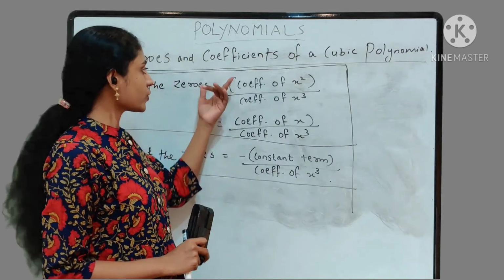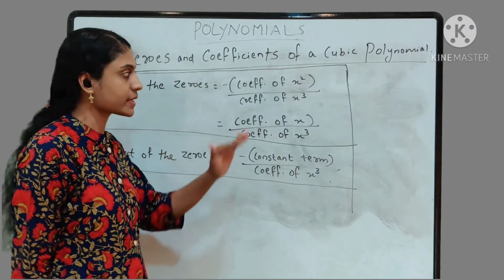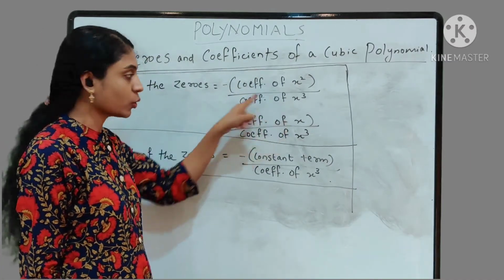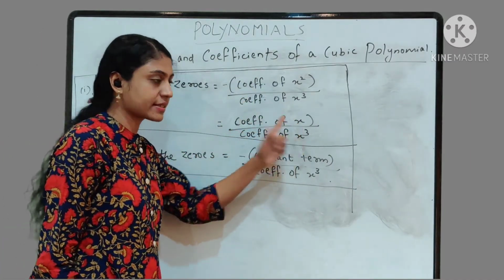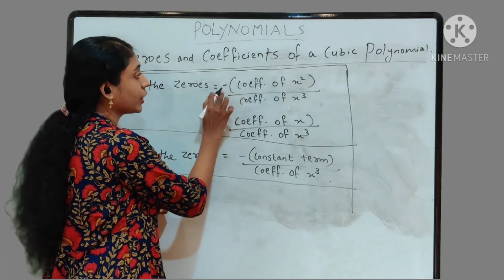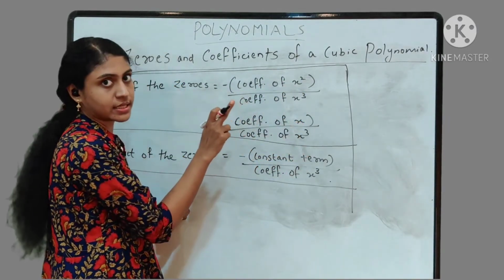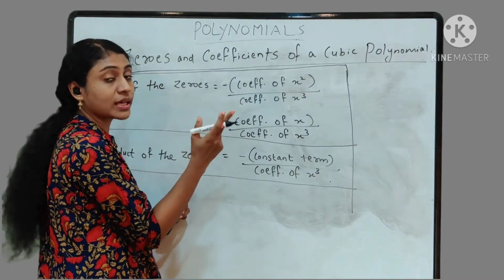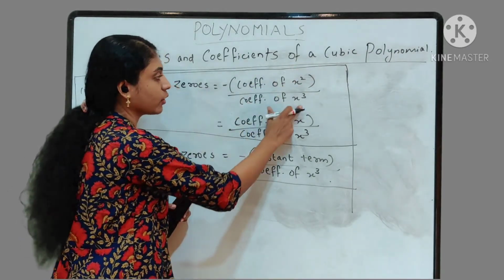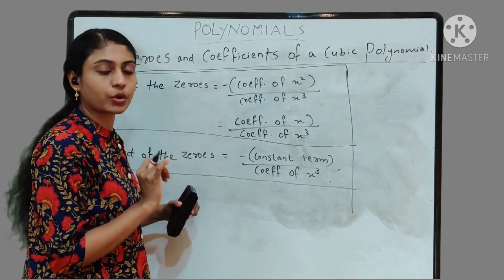So please write these two formulas in your notebook in case of a cubic polynomial. That is sum of the zeros, we have two formulas. Either negative of coefficient of x square divided by coefficient of x cube, or coefficient of x divided by coefficient of x cube. Don't forget to put the negative sign when you are finding in terms of x square, and there is no negative sign when you find in terms of x. Okay, so sum of the zeros, we have two formulas in case of a cubic polynomial, and the first formula is negative of coefficient of x square divided by coefficient of x cube, and another formula in terms of x, that is coefficient of x divided by coefficient of x cube.